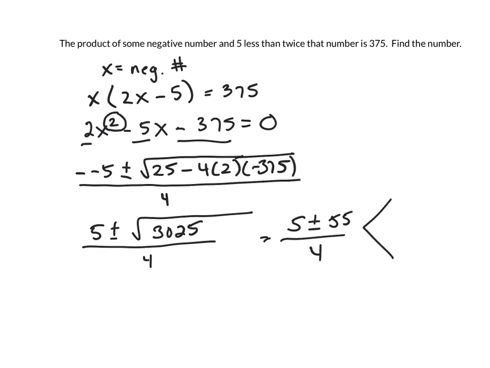That's 2 answers. 5 plus 55, which is 60 over 4, which is 15. But we want a negative number. So 5 minus 55, that's negative 50 over 4. And that reduces down to negative 25 over 2. So there's your answer.